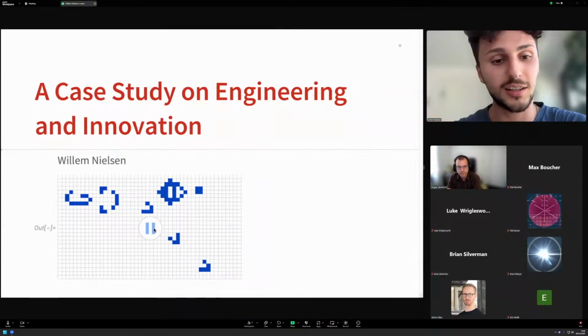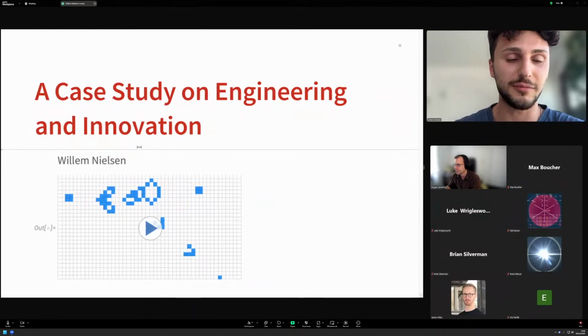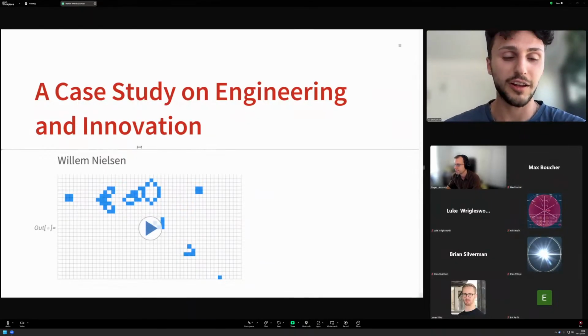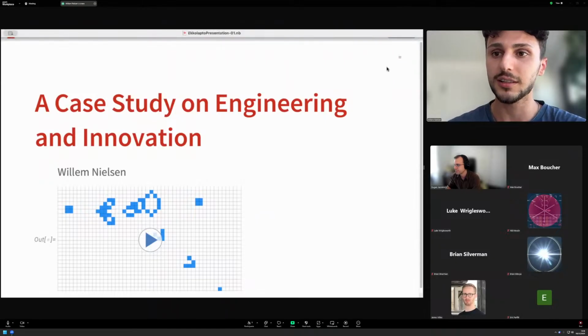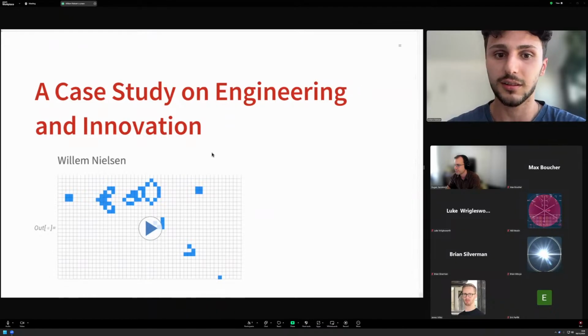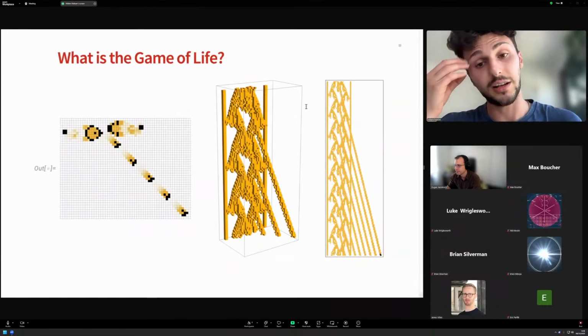This particular one is called a glider gun, and we'll talk more about the different kinds of inventions that have been created in the game of life. That's one way to represent it, but it's helpful to use other kinds of visualizations.